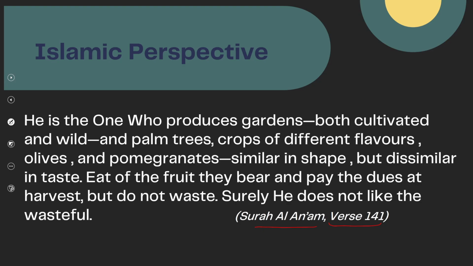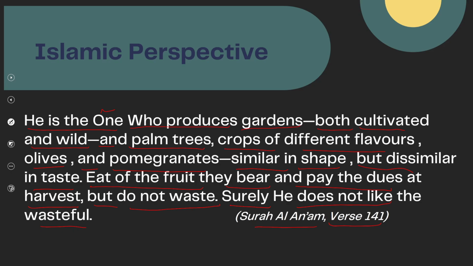He says, He is the one who produces gardens, both cultivated and wild, and palm trees, crops of different flavors, olives and pomegranates, similar in shape but dissimilar in taste. Eat of the fruit they bear and pay the dues at harvest. But do not waste. Surely he does not like the wasteful.